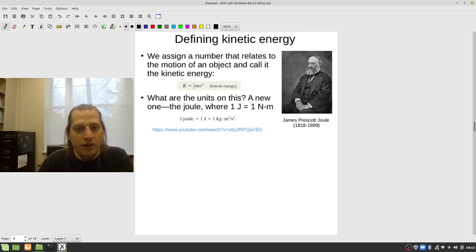Now, the first type of energy I'm going to tell you about is the kinetic energy. And it's just a number. If you have an object of mass m moving at some speed v, if you take 1/2 m times v squared, we're going to call that the kinetic energy. What is kinetic energy? It's energy of motion.